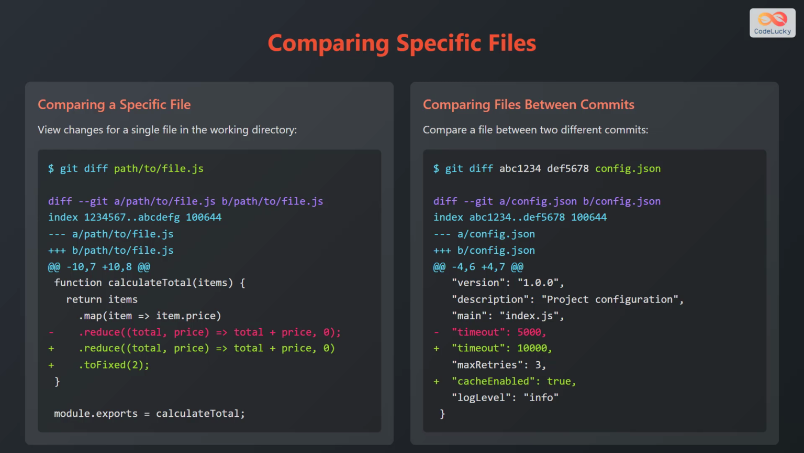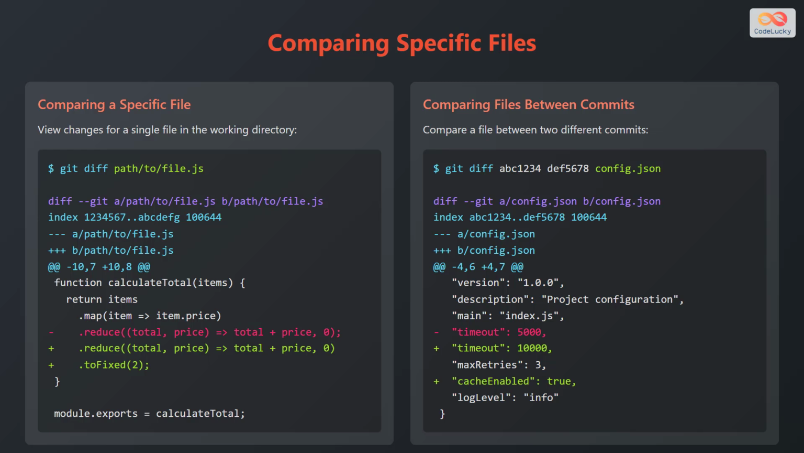You can also use Git Diff to compare specific files. On the left, we are comparing a specific file. To view changes for a single file in the working directory, use the command git diff path/to/file.js. This will show you the differences in that particular file.